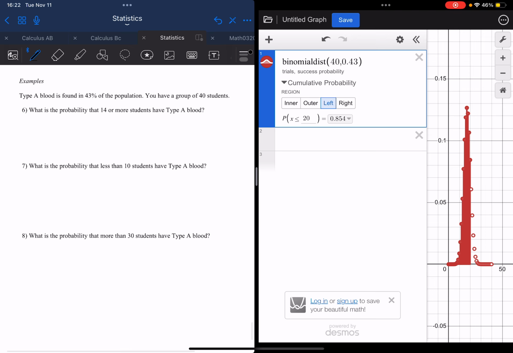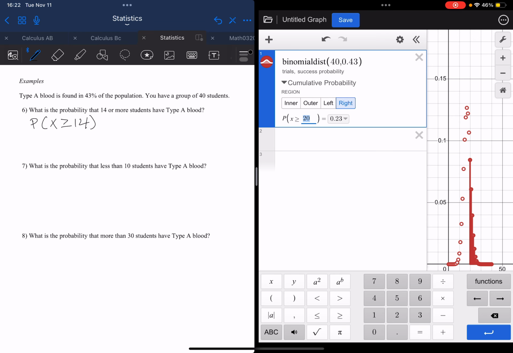Notice on these examples, we're still using the same N and P values, so the only thing that's going to change is our probability of X. So this says the probability that 14 or more students. So that's the probability that X is greater than or equal to 14. So I'm going to hit the right one, and I'm going to change this to 14. So this is equal to 0.882.